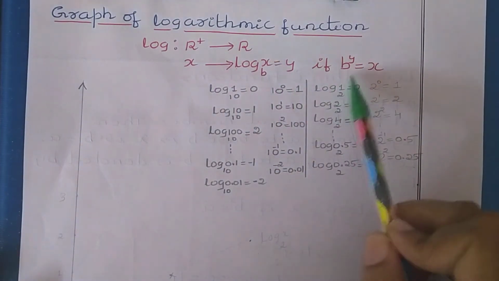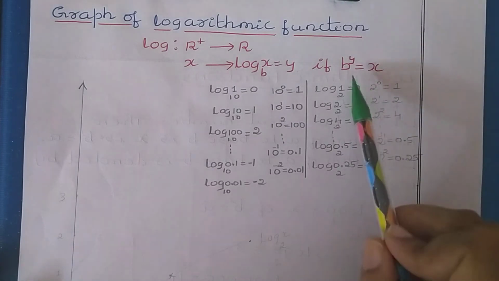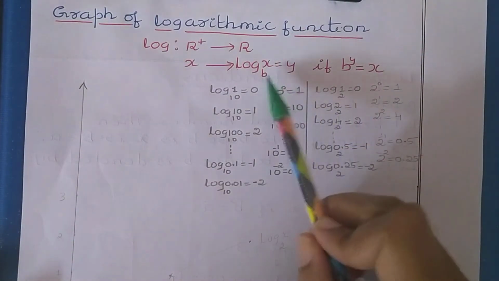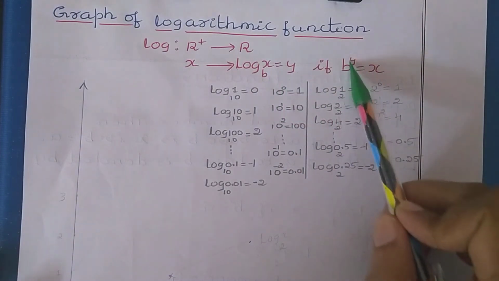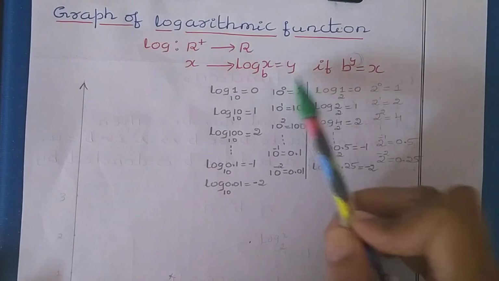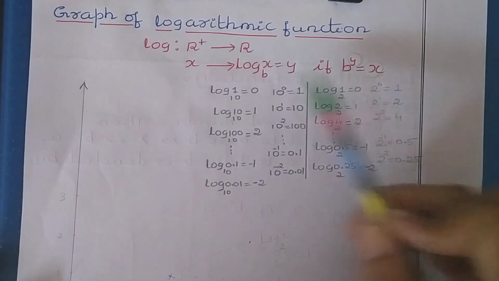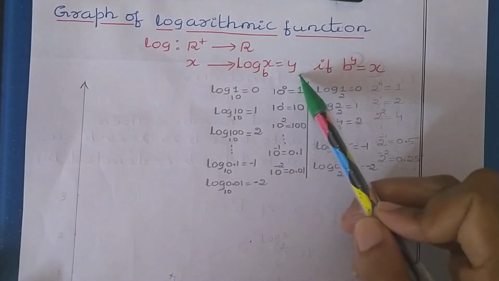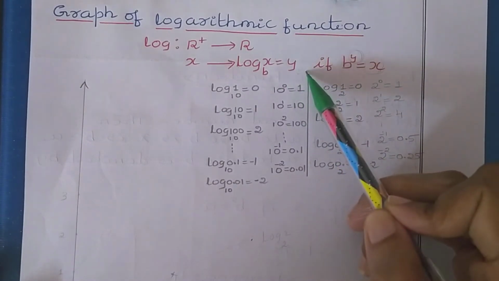Suppose you have b to the power y is equal to x. Then the same thing we can represent in terms of the log function this way, where the logarithm function gives the power, which is equal to y. Then log x to base b is equal to y. This is the way of writing the logarithm function.